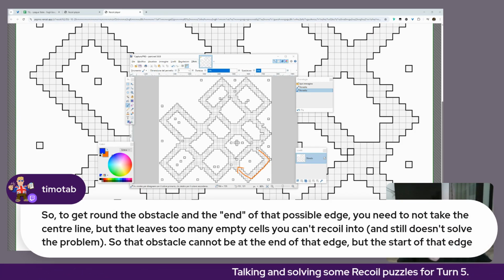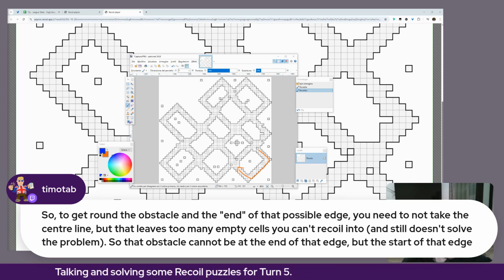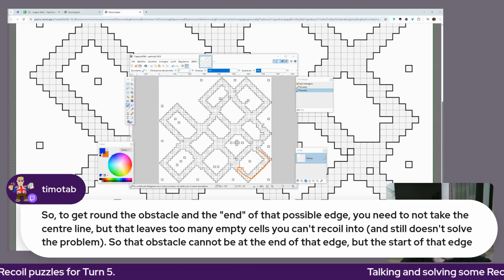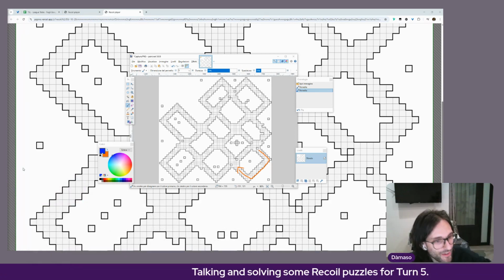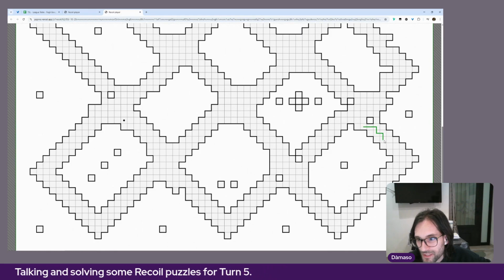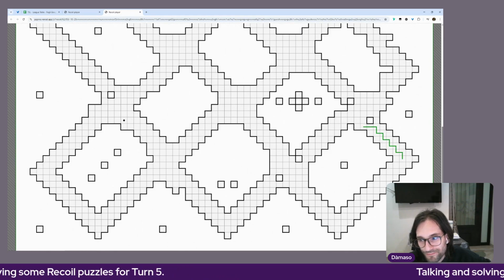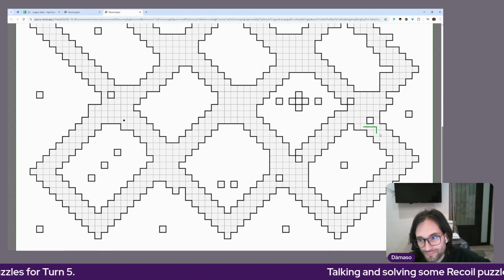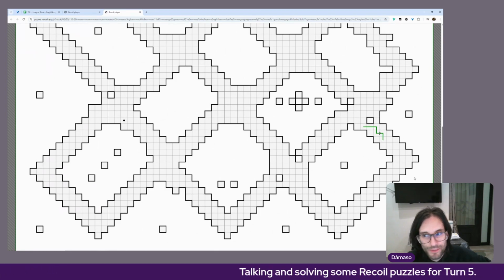To get around the obstacle and the end of that possible edge, you need to take the center line, but that leaves too many empty cells you can't recoil into, and still doesn't solve the problem. The obstacle cannot be at the end of that edge, but the start of that edge. Yes. This whole thing means that from a certain perspective, you must do this, going in this direction, I mean.